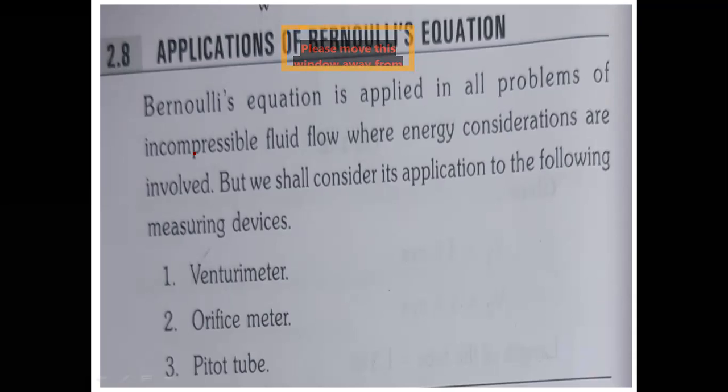So what are these devices? The first one is a venturi meter, the second one is an orifice meter, the third one is a pitot tube. We will discuss these topics in the fourth unit. We will discuss these measuring devices in detail in the fourth unit, right?